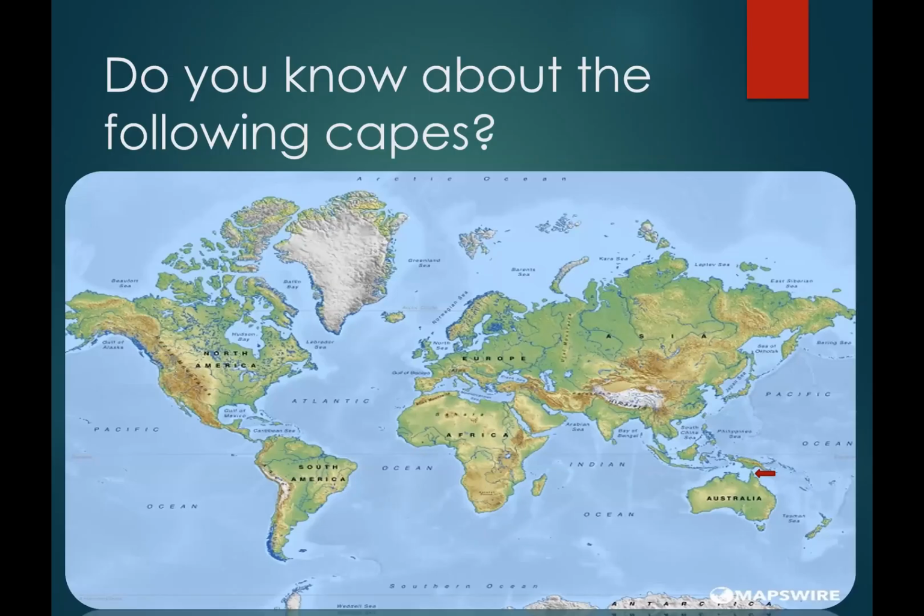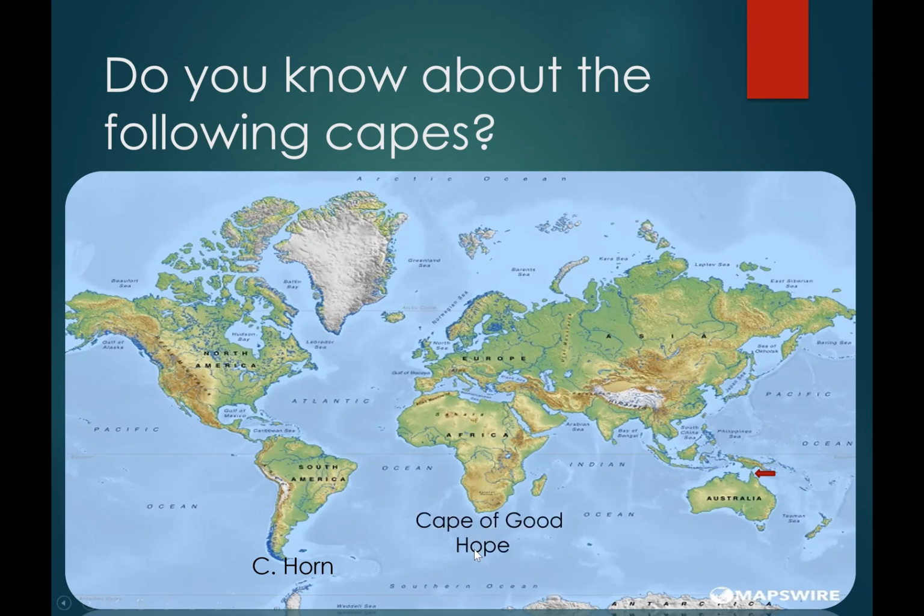Do you know about the following capes? These are some popular ones that I've seen on the BJC examination over the years. You will do well to remember these capes. The first one that I projected is Cape Horn. Again, a cape is a pointed piece of land that sticks out into the water, and so we are referring to the very, very tip of South America. The very, very tip is called Cape Horn.